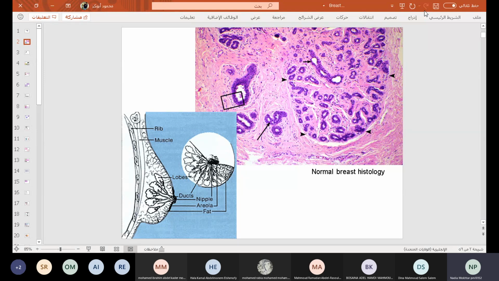زي ما قلنا ده النورمال بريست عبارة عن لوبيول مدورة كبيرة كده فيها أسيناي، والأسيناي دي بتسكريت ميلك. So how come that this milk will be conveyed to the nipple for the baby to suck? Through the duct system. ففي duct جنب اللوبيول. ده النورمال. يبقى إذا عندنا two important components في البريست. The lobule that secretes milk and the duct system that conveys the secreted milk to the nipple for the baby to suck.